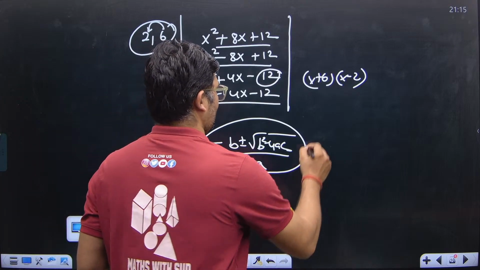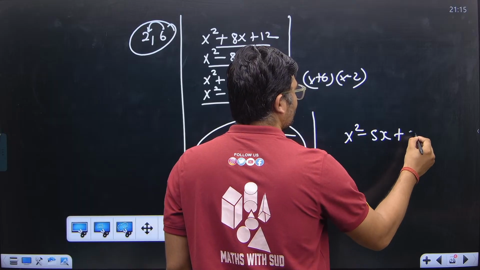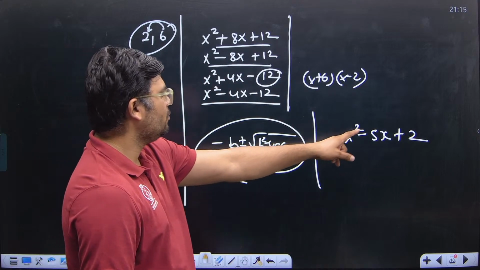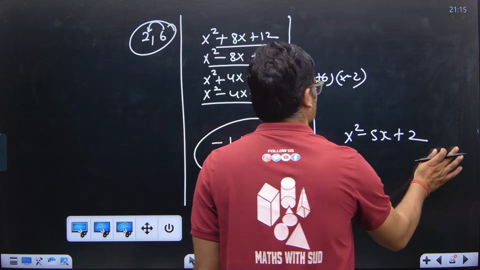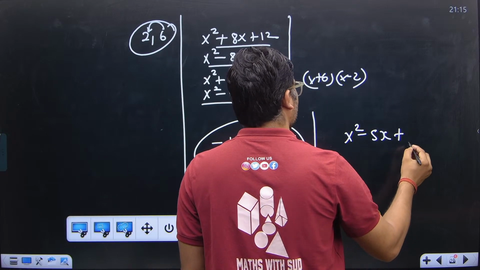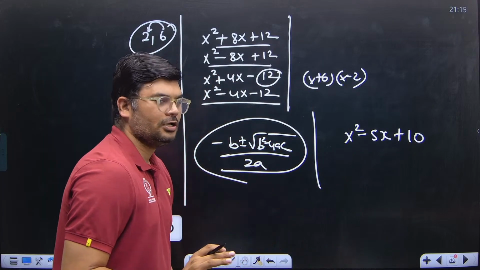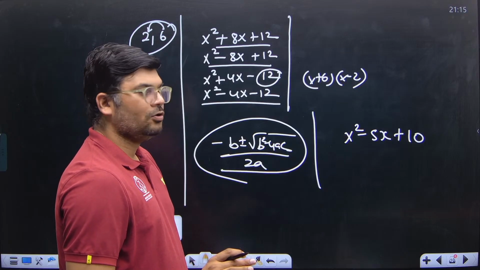X squared minus 5x plus 2. Plus 2. Yeah. You can't get 2, beta. You can't get 2. Yeah, that's not possible. Then make it plus 10. No, you can't get 10 as well. See, what are the two numbers that you thought? I didn't think. I just started guessing.